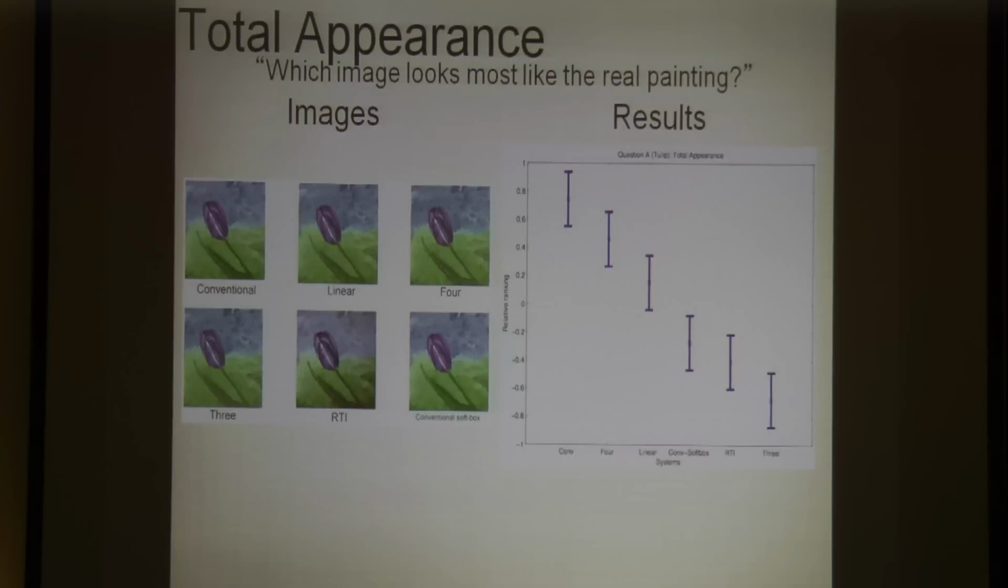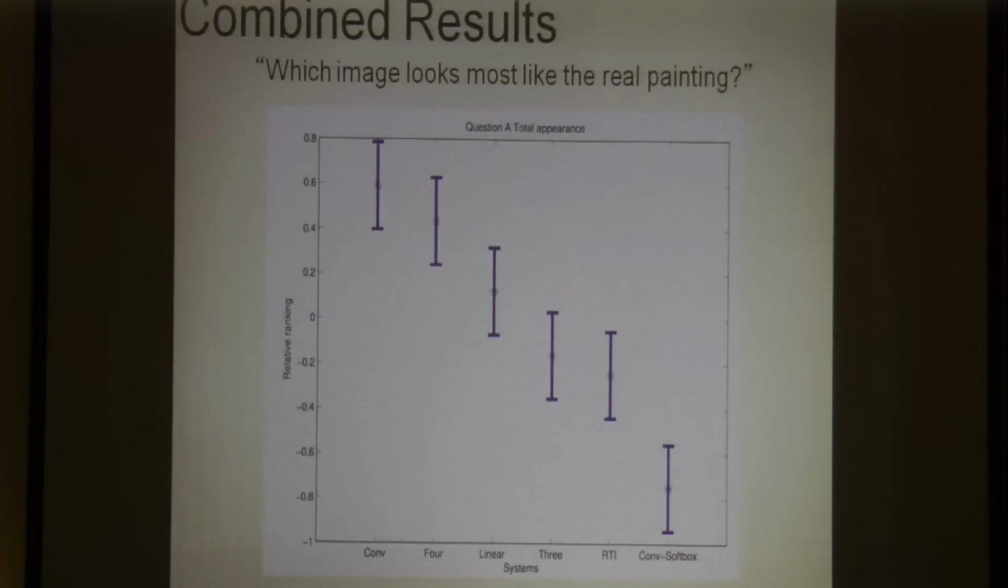This was an image of tulips that was painted to have a moderate level of impasto. And again, you can see the same kind of trends, except in this case, the 3-light approach was the poorest. So here we can see the average results, going from conventional 4, the linear, the most complicated system, to 3, the RTI system, and then conventional.